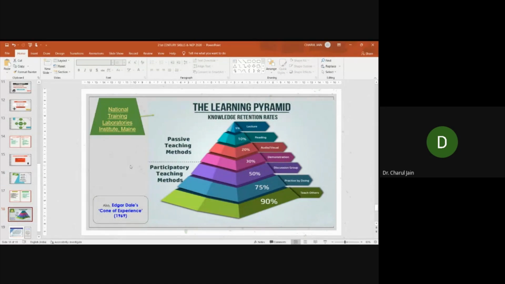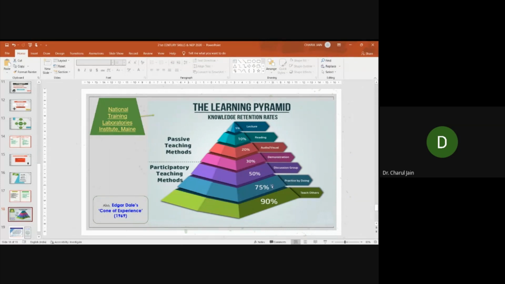The National Training Laboratories Institute, Maine, talks about the learning pyramid. It talks about how much learning actually takes place. And as you can see through this pyramid, when you are lecturing the students, only 5% learning takes place. When they read, 10%. When you show visuals or play an audio track, 20% learning. Demonstration shows them 30%.